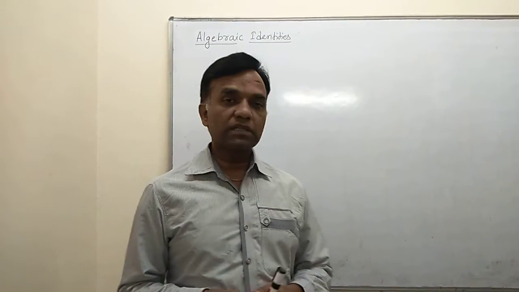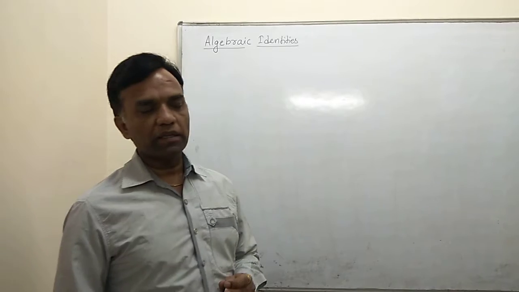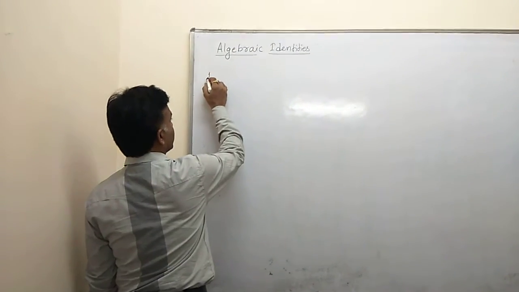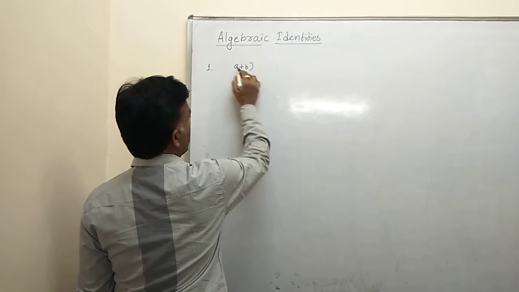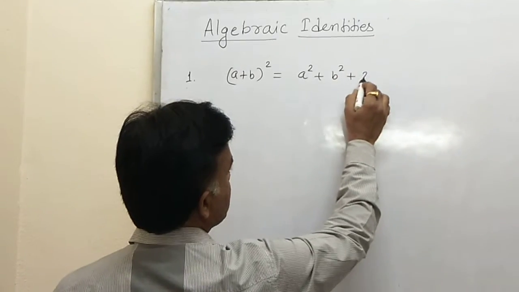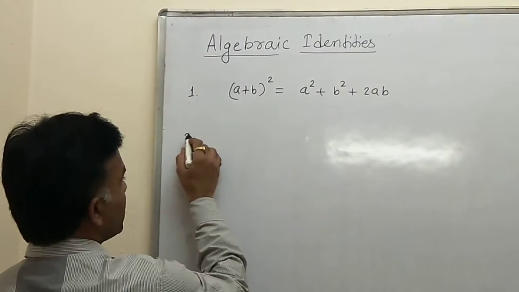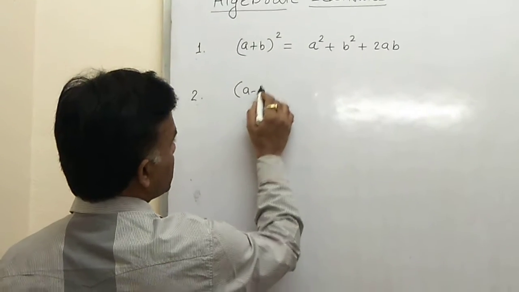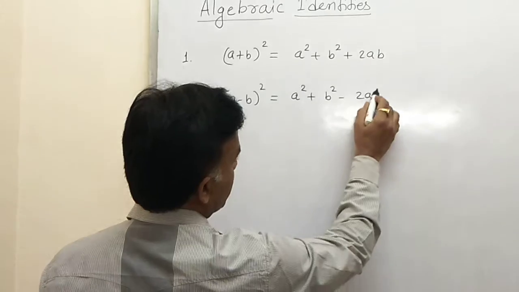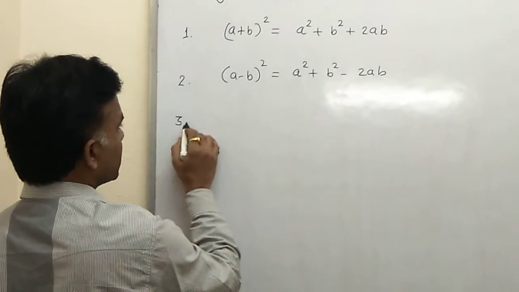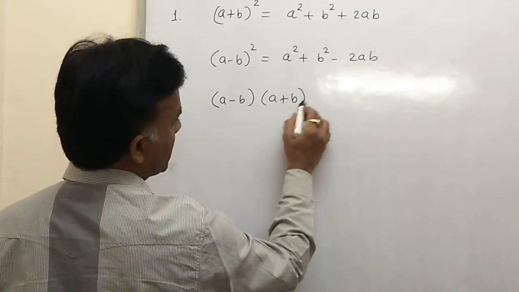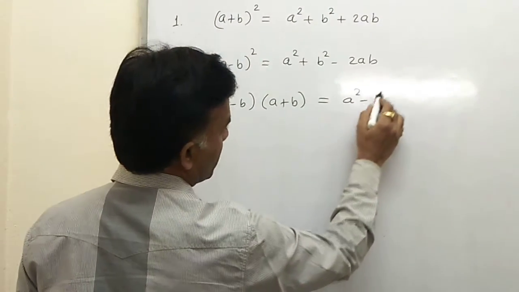So today we will first write down the identities. First, a plus b whole square, that is a square plus b square plus 2ab. The second identity is a minus b whole square, which is a square plus b square minus 2ab. Similarly, the third identity is a minus b into a plus b, which is a square minus b square.